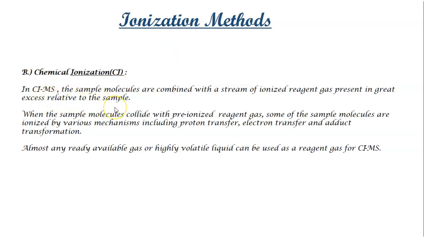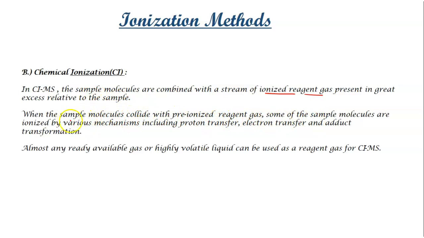So what is happening in this particular case? Your sample molecule is going to get combined with a stream of ionized reagent gas, or you can call it your carrier gas also. It is present in great excess relative to the sample. Your sample is introduced into the ionization chamber near atmospheric pressure with a large excess of the carrier gas. It could be methane, it could be ammonia, it could be isobutane. Talking about these three reagent gases, we are going to take each of them as an example and discuss that in detail.